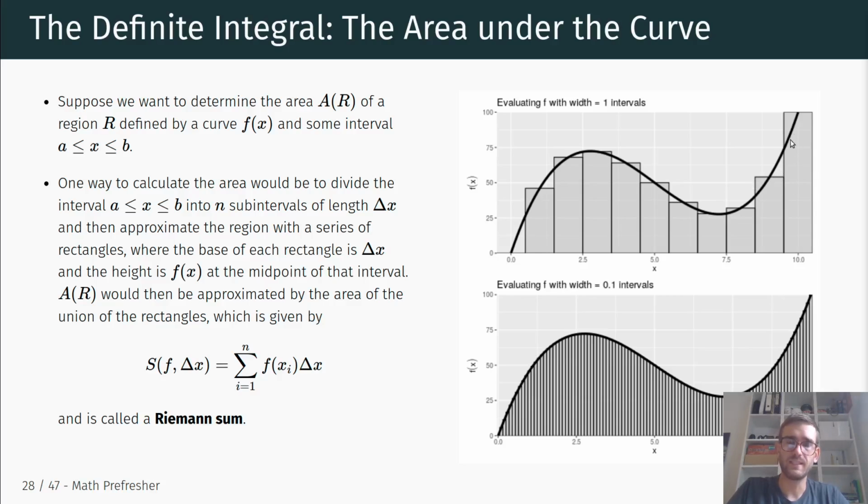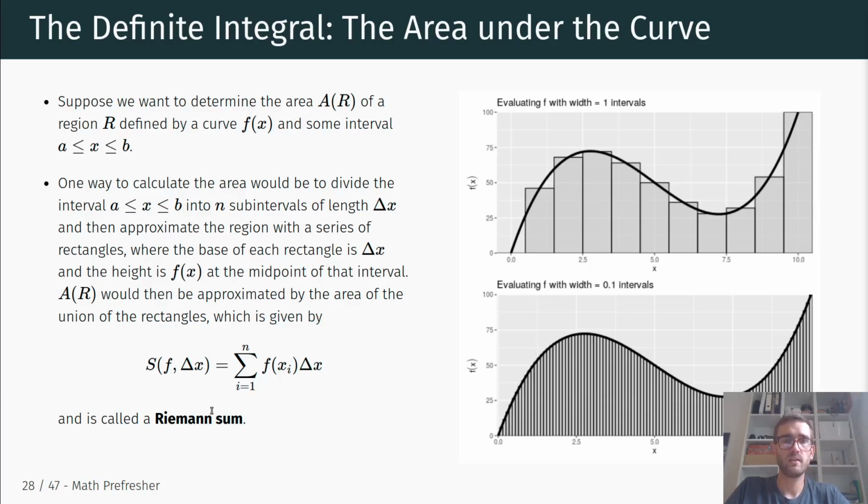So of course we don't exactly get the area right, but the point is that this approximation becomes more and more accurate the smaller this delta x becomes, right? So the smaller the interval is, and the larger the number of rectangles that we use to approximate this function, the closer the result will be to the actual area under the curve, right?